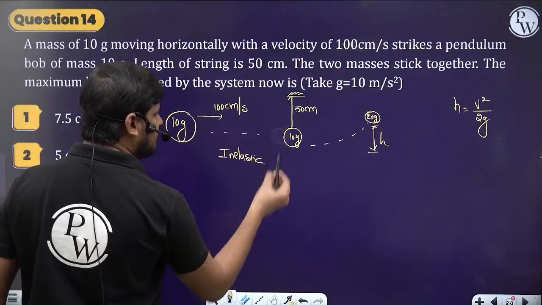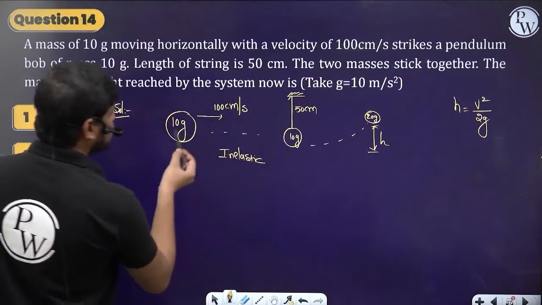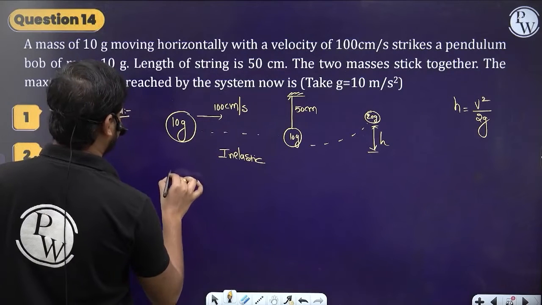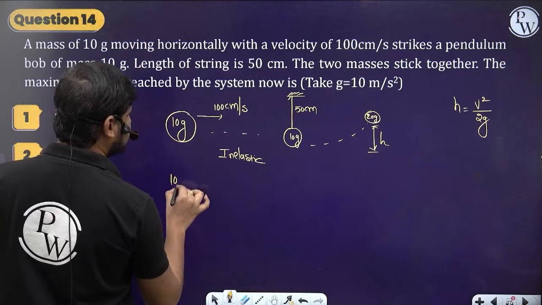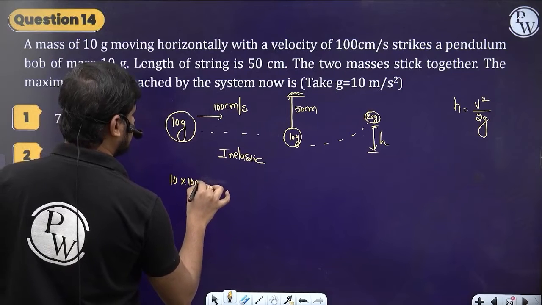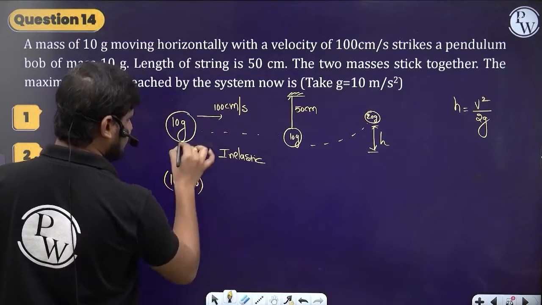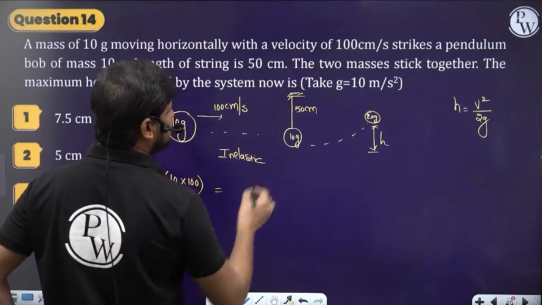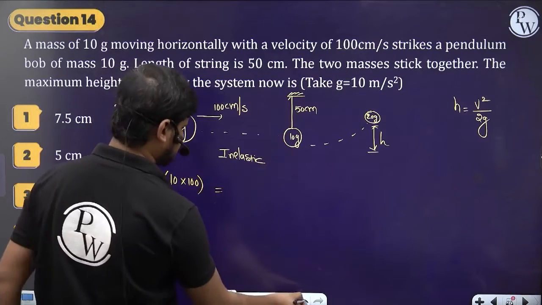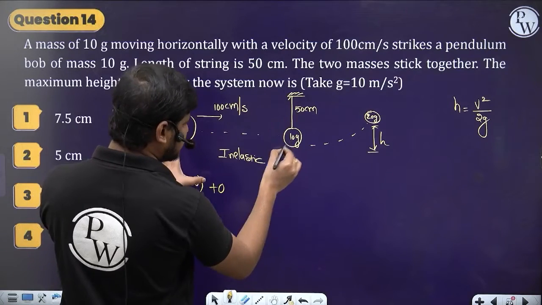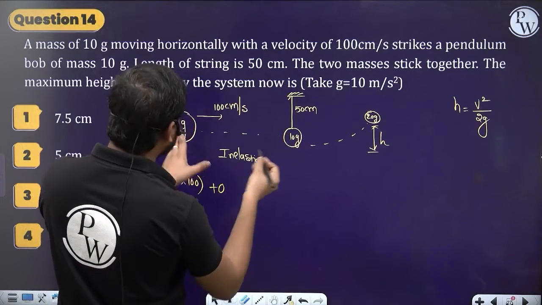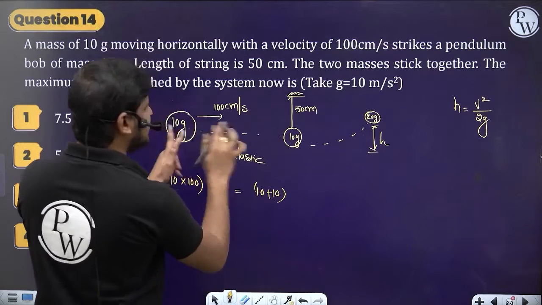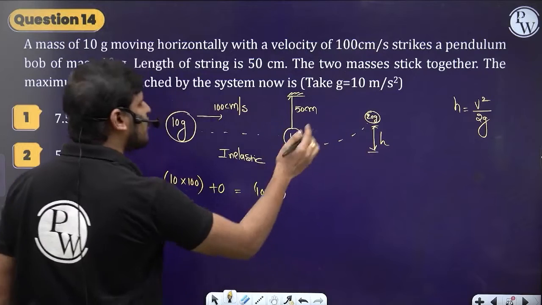Between these two, apply the conservation of linear momentum. Mass 10 grams into its velocity 100 is equal to the momentum after collision. Initially the second mass is at rest before collision, so plus 0. After collision, they both move together, 10 plus 10 grams, with some common velocity v.